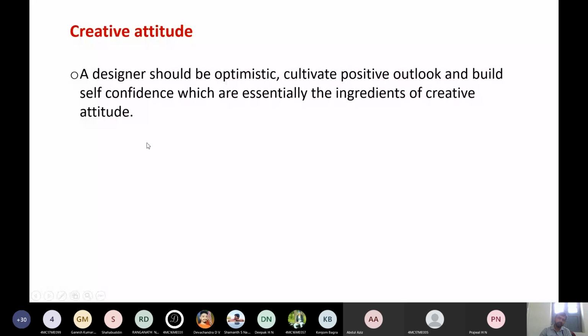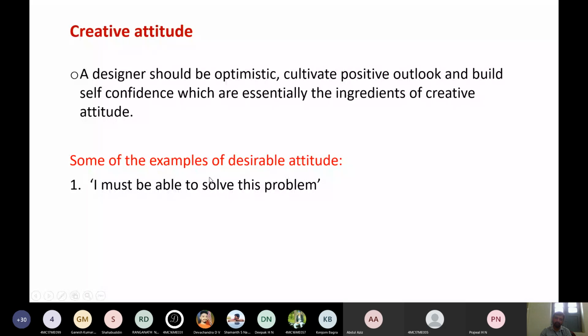You must have confidence. Some of the examples of desirable attitude: I must be able to solve this problem. So by looking at the problem, if you say, this cannot be solved, it is very difficult, you don't go further to solve the problem. Whether it is possible or not, you should put in an effort to get a solution. I must be able to solve this problem. This is one of the positive attitudes you can have.